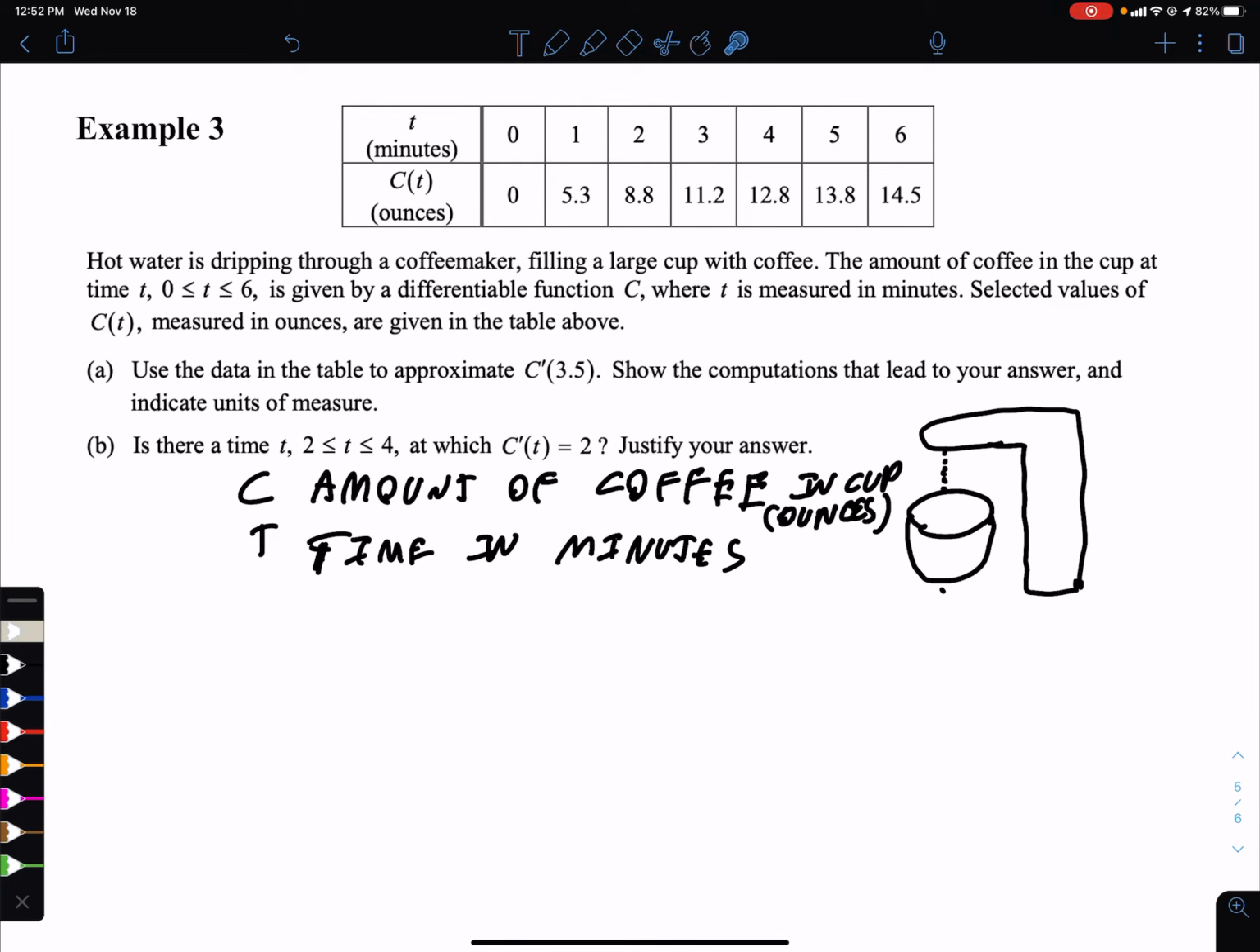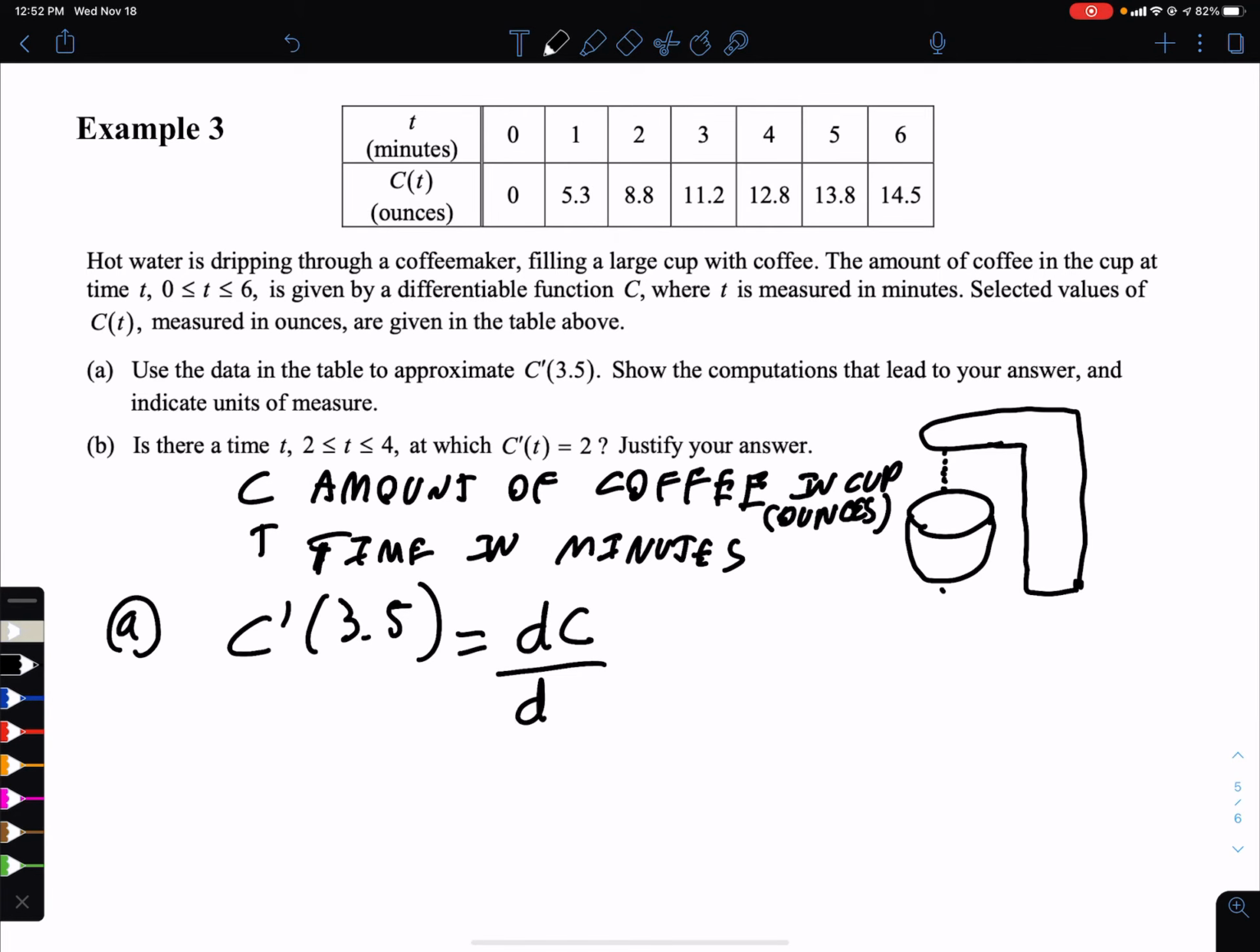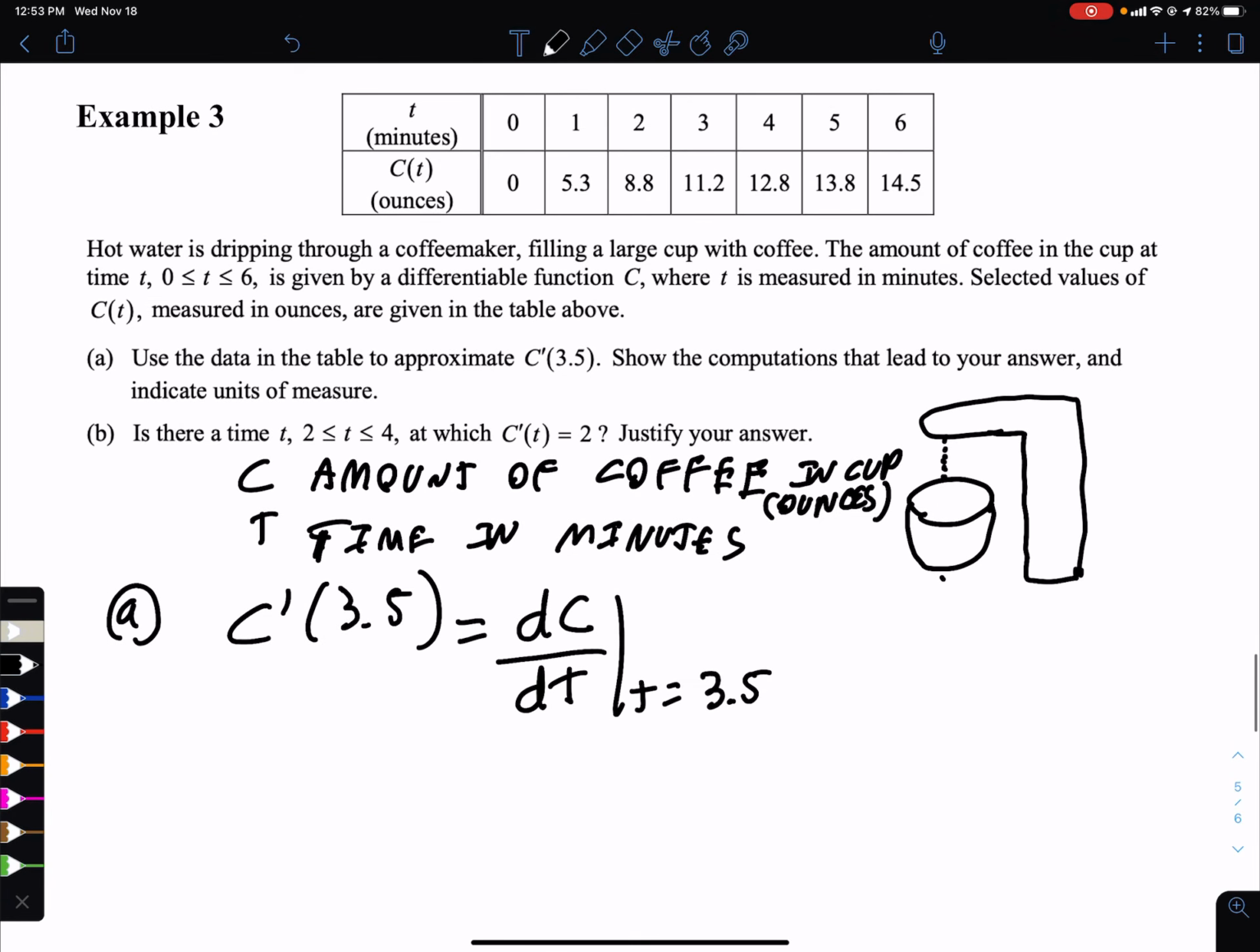So that is the idea. We're trying to wrap our head around this. Part A is a very common question. We're trying to approximate the derivative. We want to approximate C prime at 3.5. That's an instantaneous rate of change. That is the change in C over change in time at time t equals 3.5. That's another way of looking at it. How fast is C changing as t is changing? Well, we don't have the function C, so we can't take the derivative. So what do we do? We approximate.